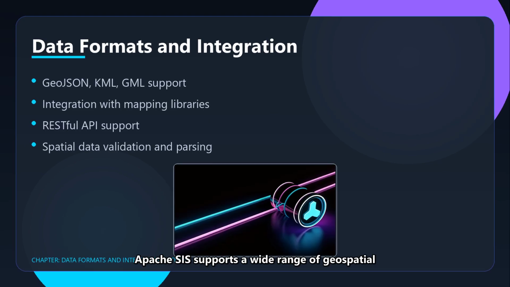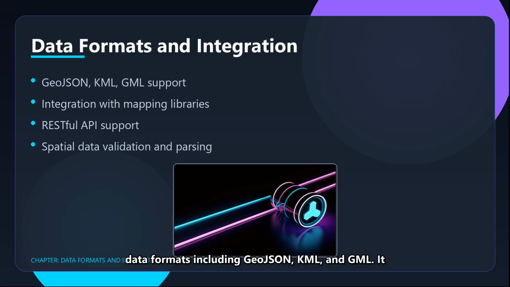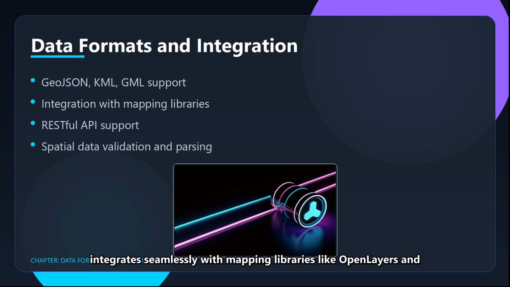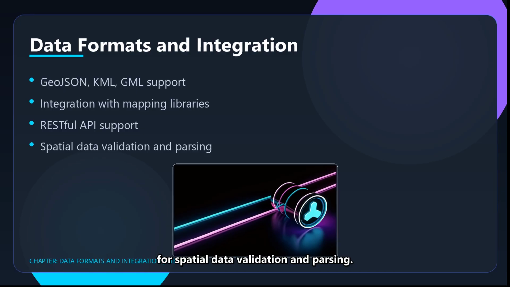Apache SIS supports a wide range of geospatial data formats including GeoJSON, KML, and GML. It integrates seamlessly with mapping libraries like OpenLayers and Leaflet, supports REST APIs, and provides robust tools for spatial data validation and parsing.